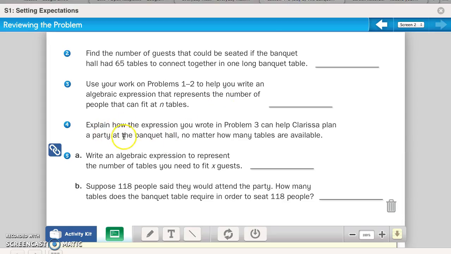Okay, 4 asks, explain how the expression you wrote in problem 3 can help Clarissa plan a party at the banquet hall, no matter how many tables are available. Here you can talk about substituting those values. No matter how many tables I have, all I have to do is substitute that number in for n, multiply it by 4, and add the 2 end guests at my table.